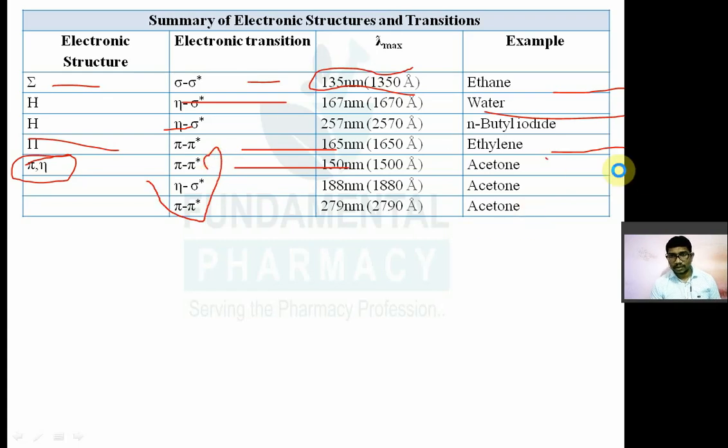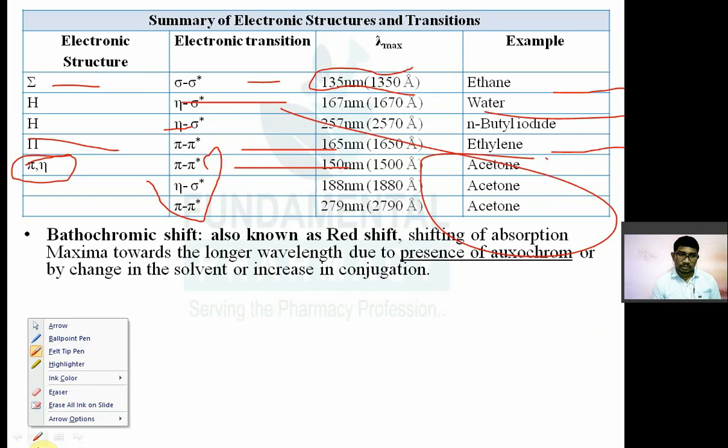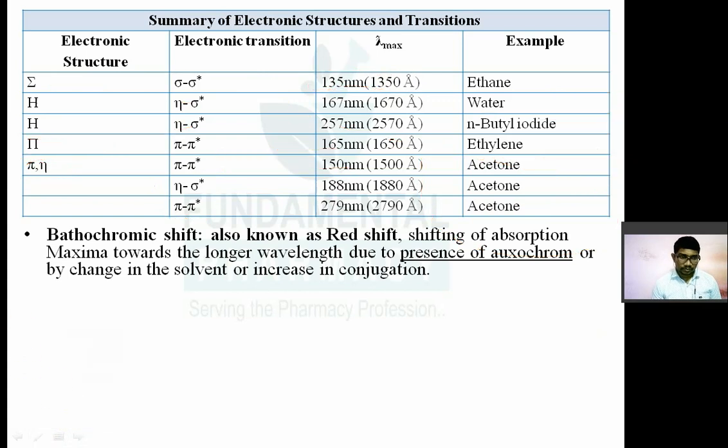Now there are two terms. What is meant by bathochromic shift? What is meant by red shift? What is meant by blue shift? What is meant by hypsochromic shift? What is meant by Scoville shift? First one is a bathochromic shift. A question has come on this as well. What is meant by bathochromic shift?